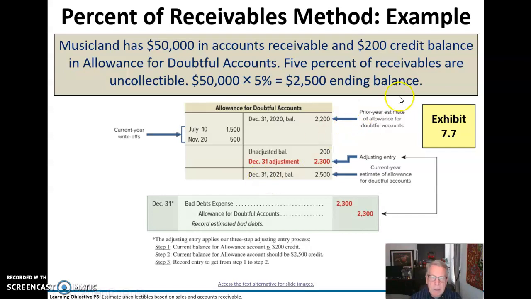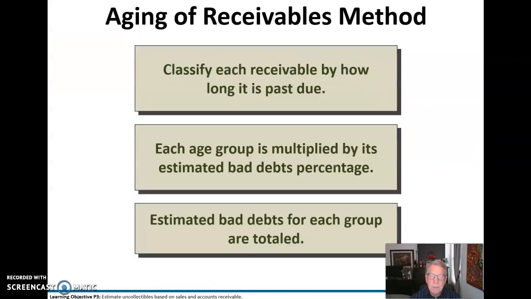And in the beginning, we had estimated $2,200 was going to be our allowance for doubtful accounts. But we had some write-offs here and here, so that's where the $200 comes from. It is possible, however, for it to be a debit balance. In which event, if it's a debit balance, we're going to add that debit balance to the $2,500.